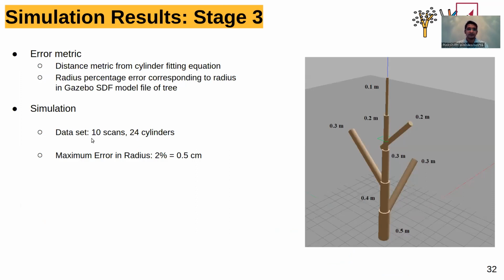And a total of 10 scans were used to check the accuracy with which cylinders were fit. From these 10 scans, 24 cylinders were extracted, and a maximum radius error of 0.5 centimeters was obtained, which was about a 2% error value.